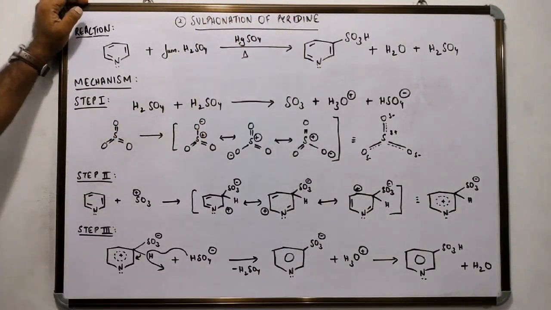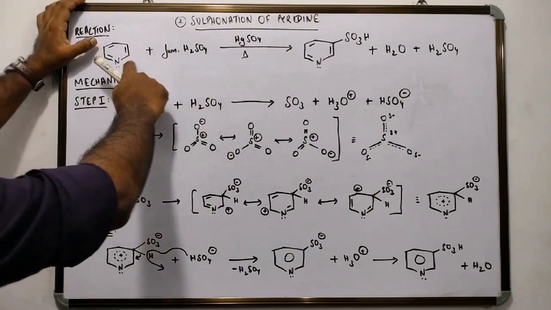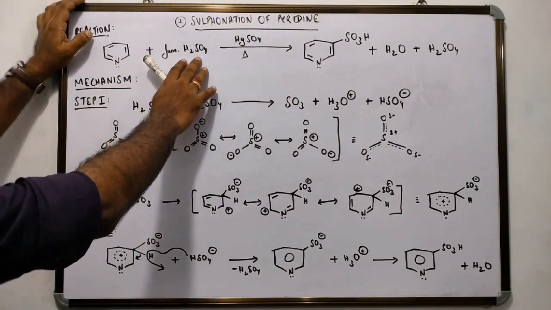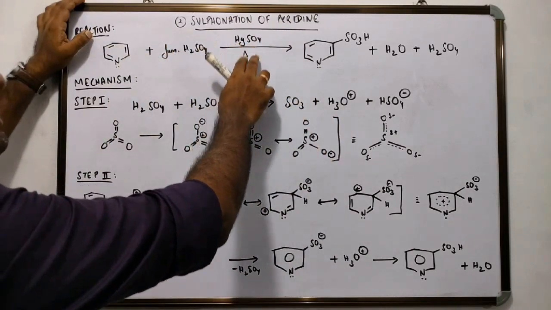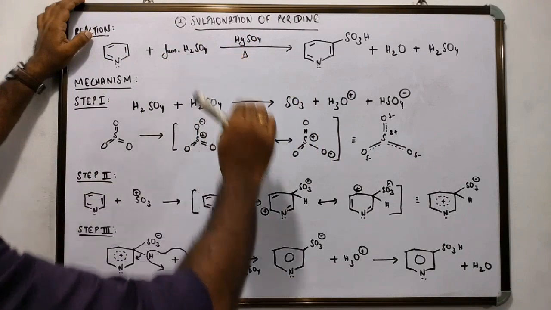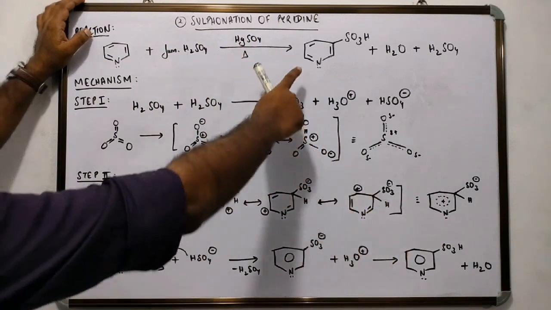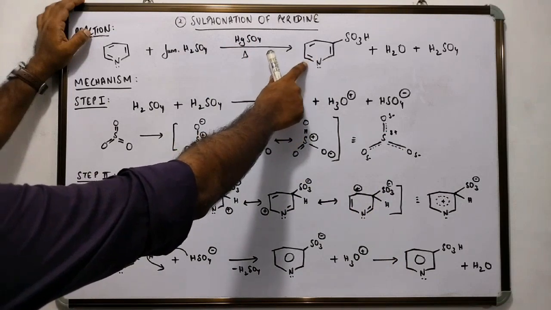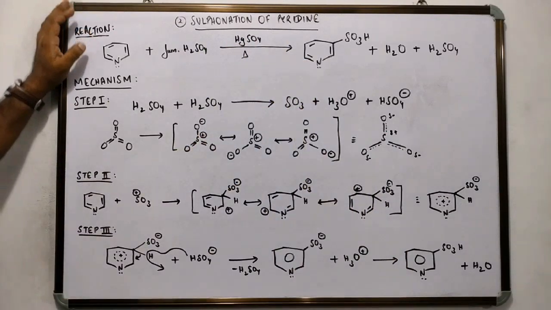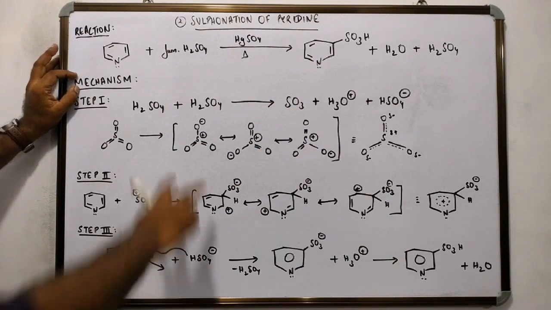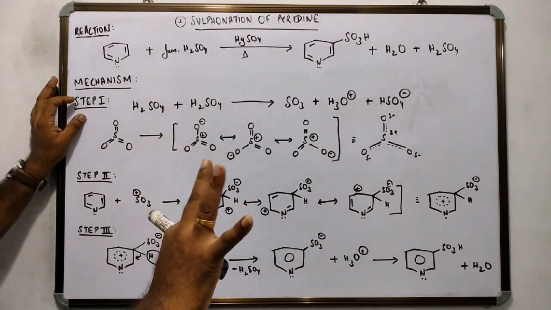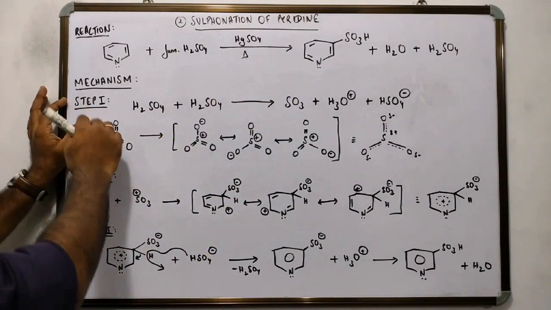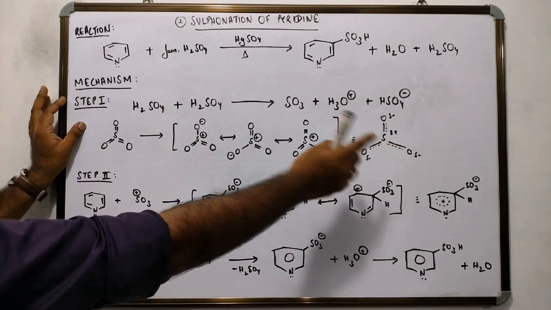Example number 2. Sulfonation of pyridine. Pyridine on treatment with fuming H2SO4 in the presence of the catalyst mercuric sulfate and under heat undergoes sulfonation to yield pyridine 3-sulfonic acid. Mechanism: electrophilic aromatic substitution, which has 3 steps. Step number 1, formation of electrophile.